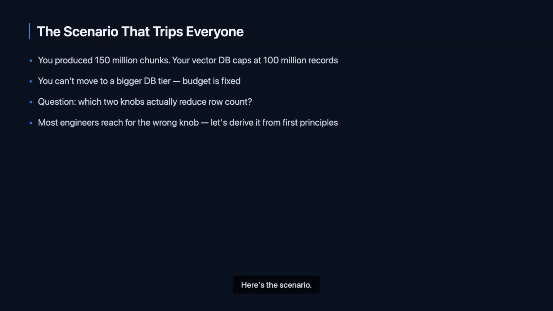Here's the scenario. Your pipeline produces 150 million chunks. Your vector database tier caps at 100 million records. Budget is fixed, so moving to a larger tier is off the table. Which 2 configuration knobs actually reduce the row count? Most engineers reach for the wrong knob here. Let's derive the right answer from first principles.